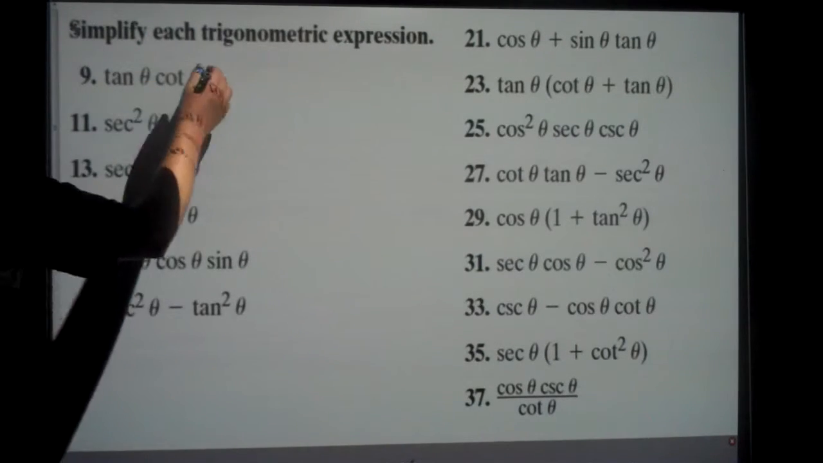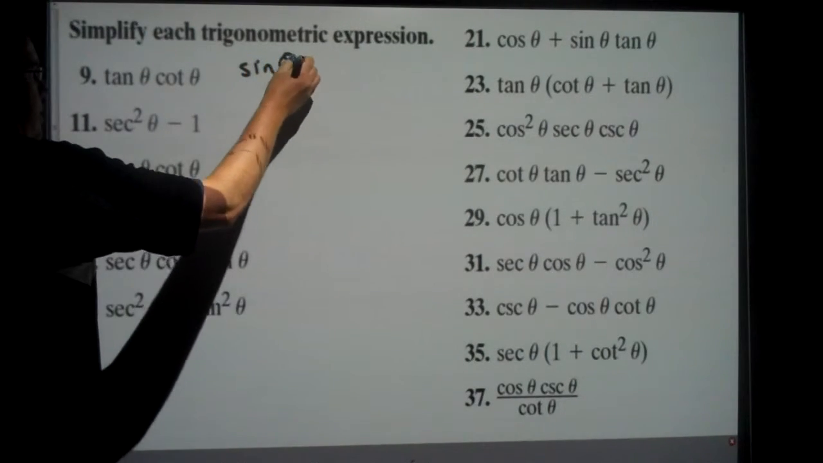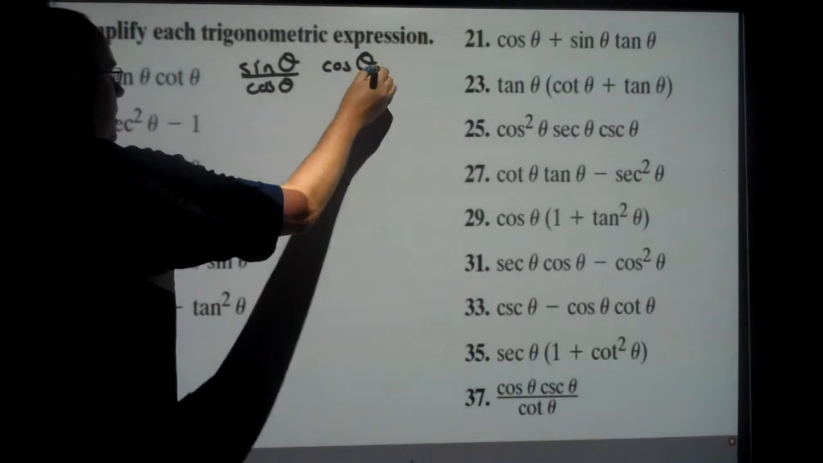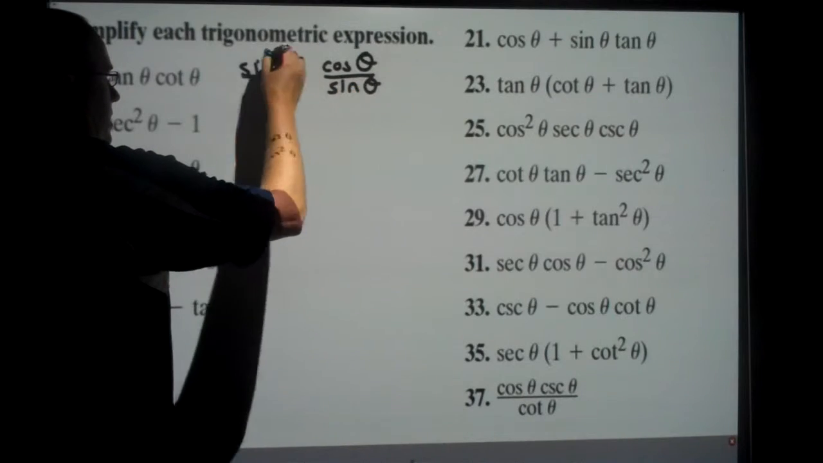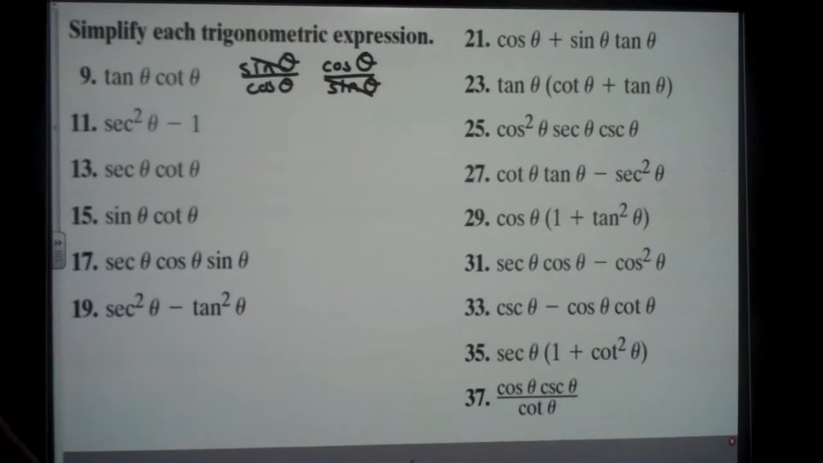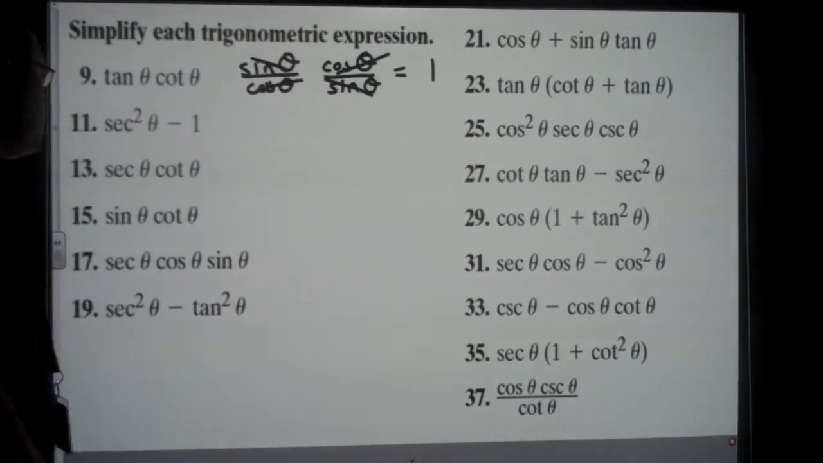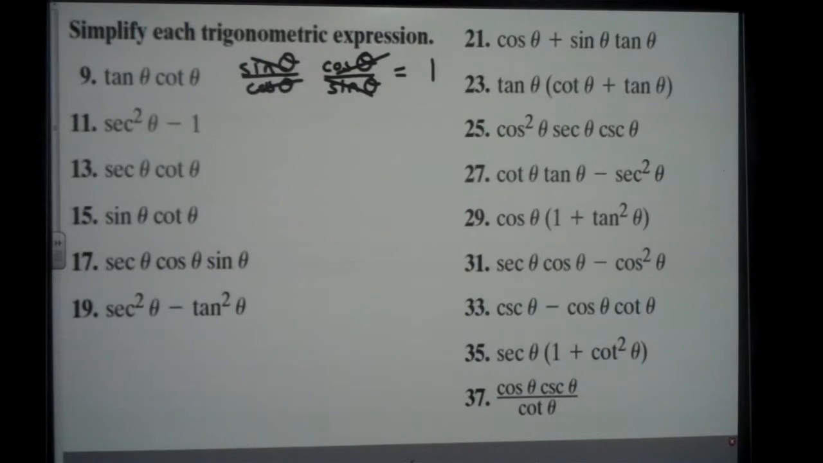than others. So tan theta, I know is sine over cosine, and cotangent, I know is cosine over sine, so the sines cancel, and so do the cosines, but be careful on this one, it doesn't equal 0. Anything divided by itself actually equals 1. So some are certainly easier than others.